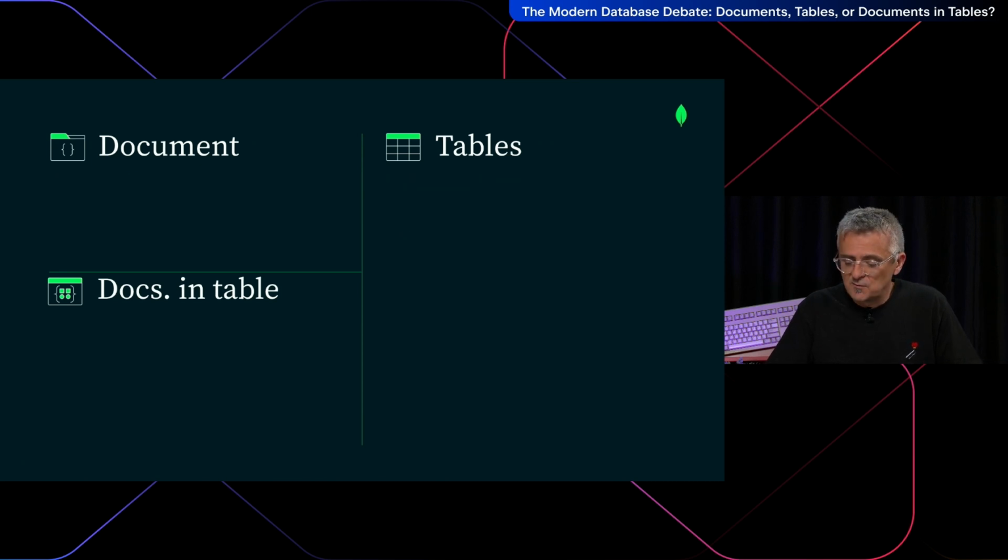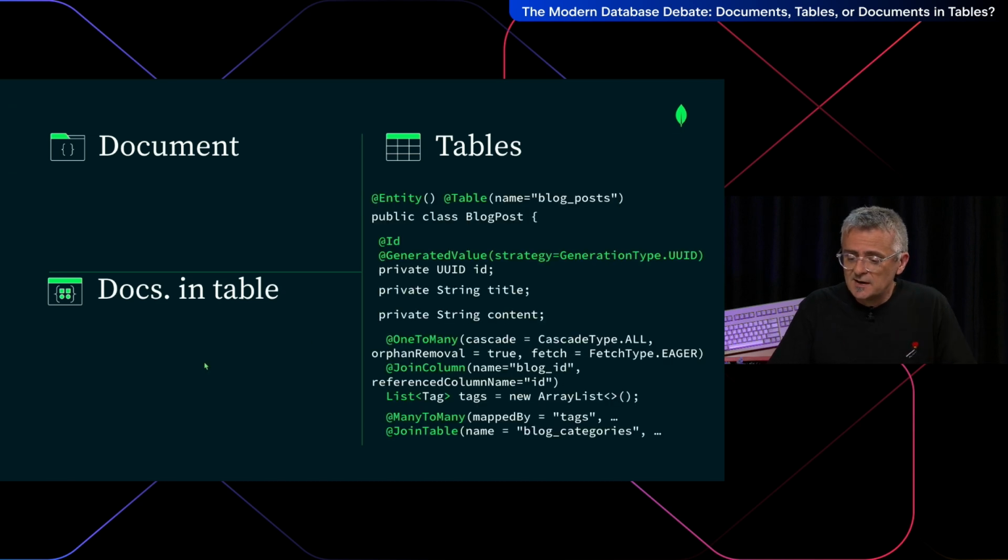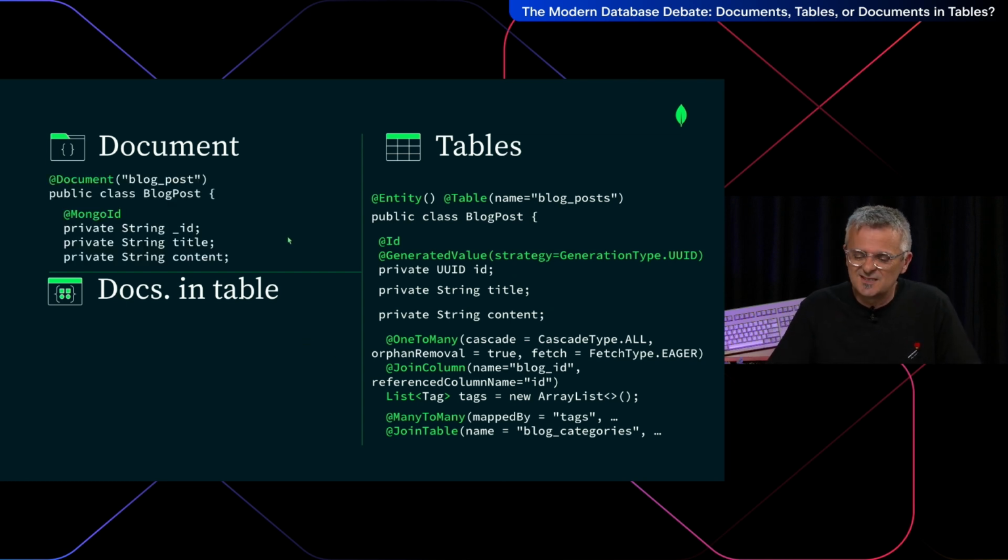And from the application point of view, the way you access it is different. If you have tables, then you have to map that to your Java objects with object relational mapping, so additional annotations on your objects, so that it can map to those multiple tables. If you have documents, it's easier because it follows the same structure. So you just say it's a document that goes into this collection, and it maps directly.